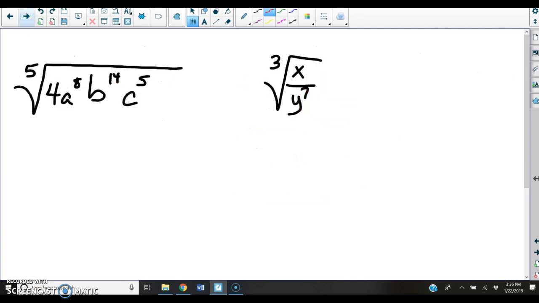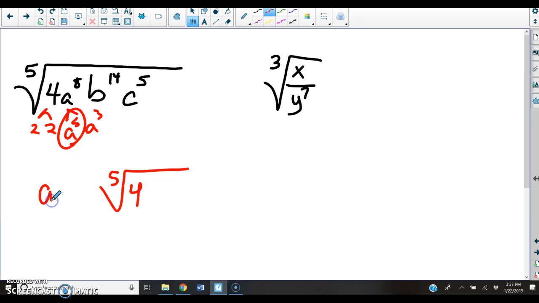Okay, fifth root. 4 is 2 times 2. Can't do anything with that, so that's going to stay inside. Okay, a to the 8th, that's a to the 5th times a cubed. Well, the 5th root of a to the 5th is a. And the index is odd, so we don't worry about positives and negatives. A cubed has to stay put.